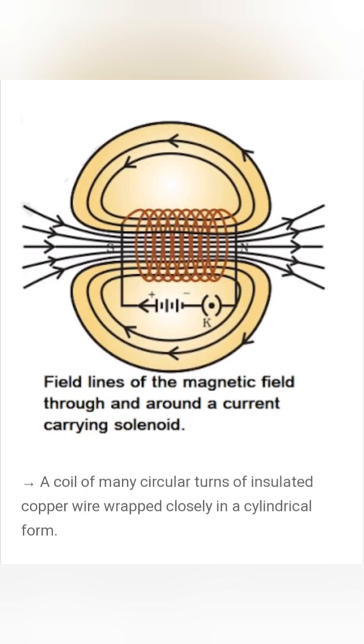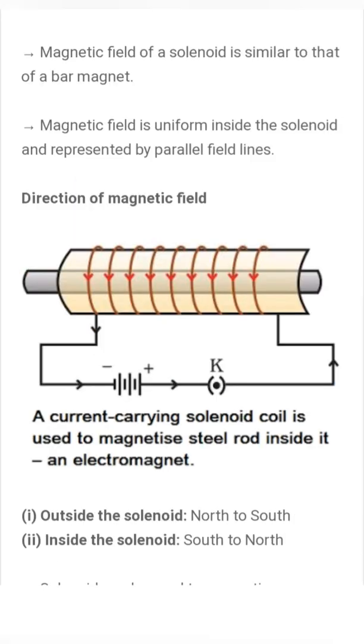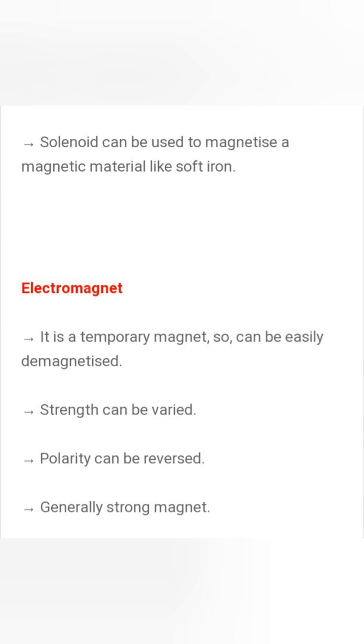A coil of many circular turns of insulated copper wire wrapped closely in a cylindrical form is a solenoid. The field pattern is the same as the bar magnet. The magnetic field lines inside the solenoid are parallel, running from south to north. You can see the circuit of a solenoid over here. A solenoid can also be used to magnetize magnetic materials like soft iron. It has an industrial use also in the form of an electromagnet.